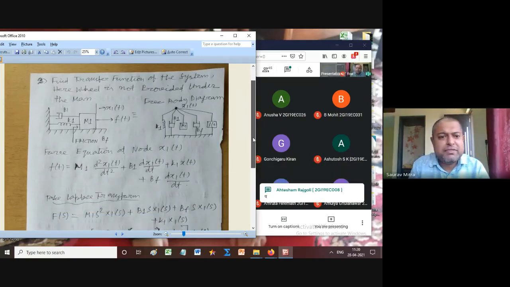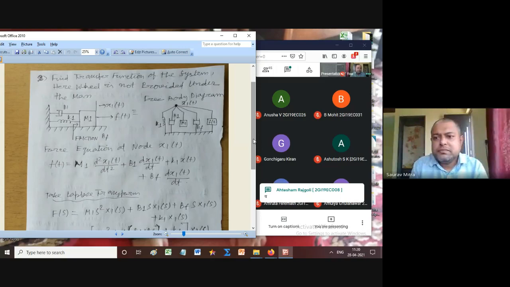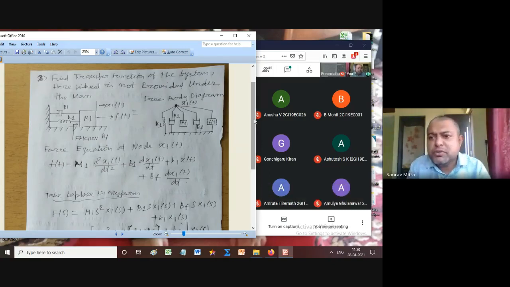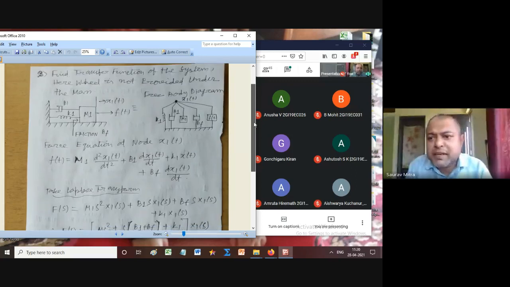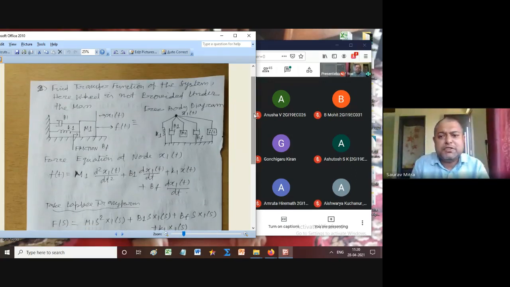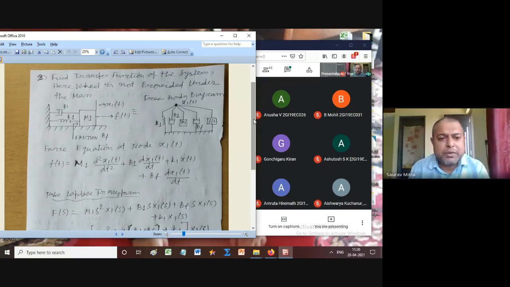Is the second numerical visible to you? Yes, sir. Okay, so I'm scrolling it. So what is the difference between the previous circuit and this circuit, or the previous system and this system? You can see the system here. What is the difference between the previous system and this system?